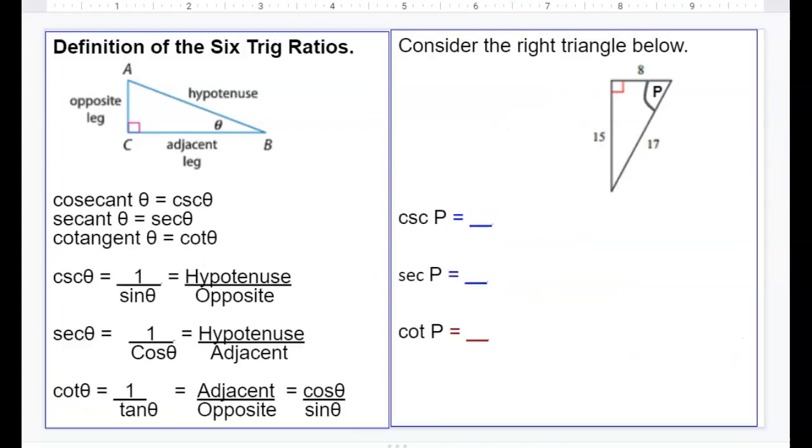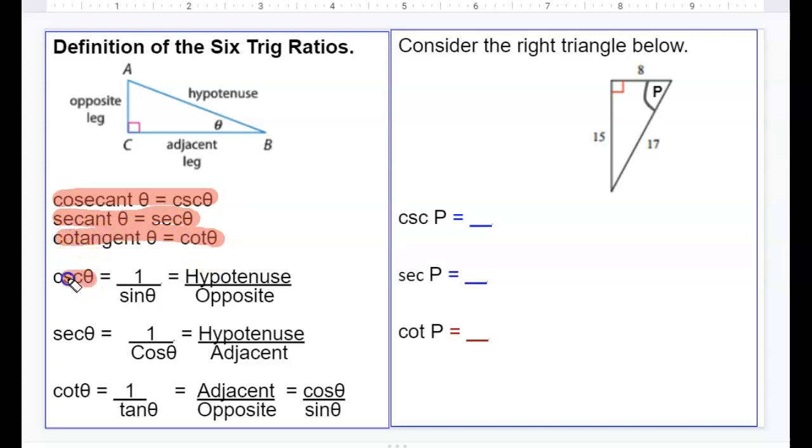All right, in this slide, we'll actually go ahead and define the remaining 3 trig ratios. So remember, we said cosecant is abbreviated by CSC, right? Cosecant, we abbreviate that by CSC. Secant is abbreviated by sec theta. Cotangent of theta is abbreviated by cot theta.